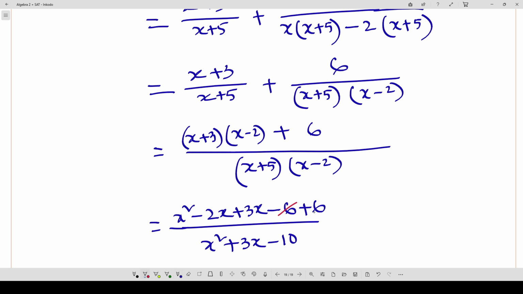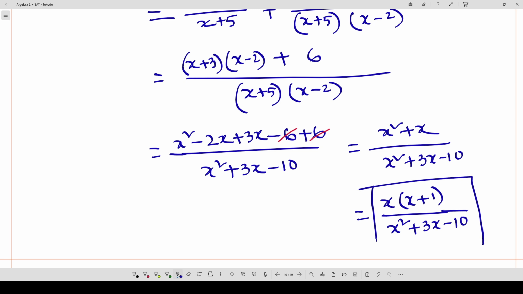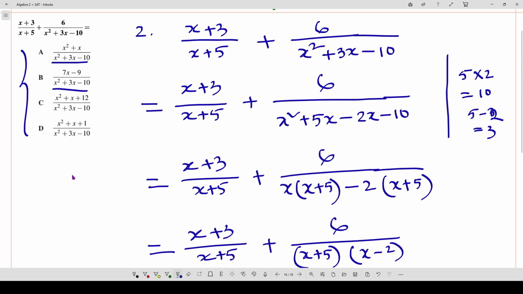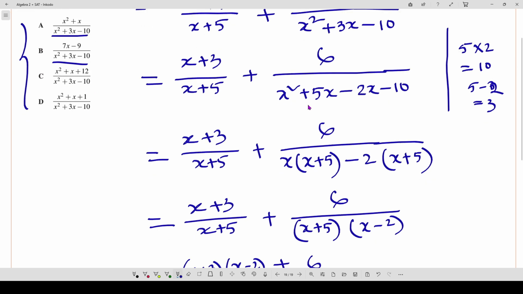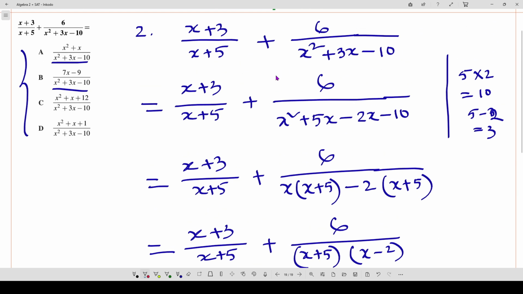So −6 plus 6 cancels out, and finally we can write x² + x, divided by x² + 3x − 10. In the numerator we can take common x, so x(x + 1) divided by x² + 3x − 10, and this is our correct answer. So which one is similar? x² + x, it means here we can keep just this. This is our answer. So A is our required answer.